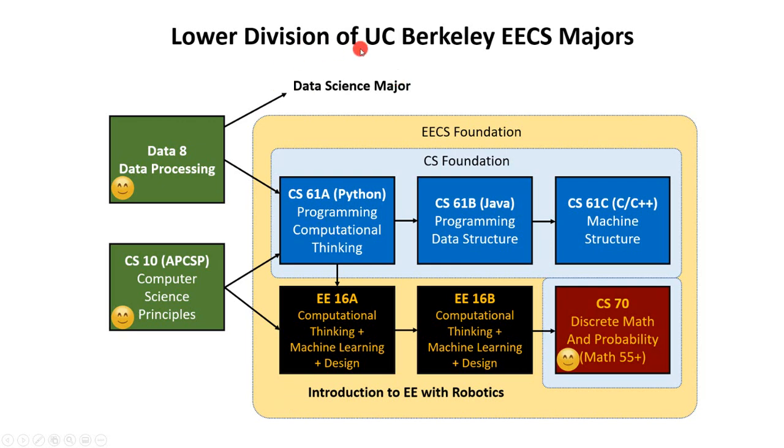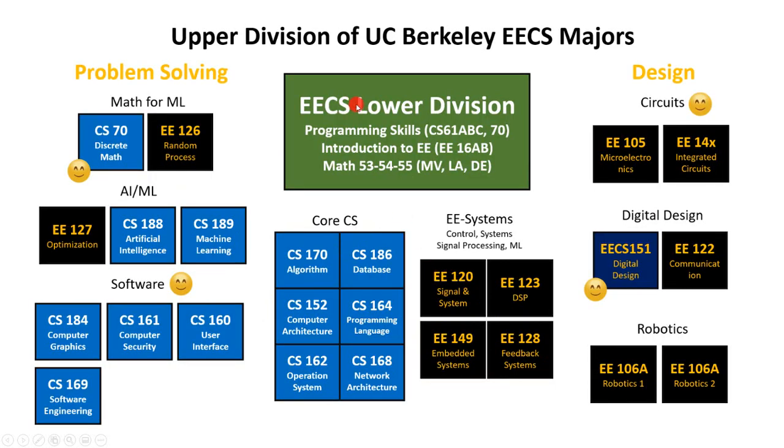So take the UC Berkeley EECS major requirements for lower division. You need to fulfill all of the computer science requirements, the CS61 ABC course series, also the EE16 AB series, and CS70 for discrete math. Based on the core courses that fulfill the programming skills and introduction to EE, and basic math courses 53, 54, 55, then you need to take the EE courses and computer science courses.